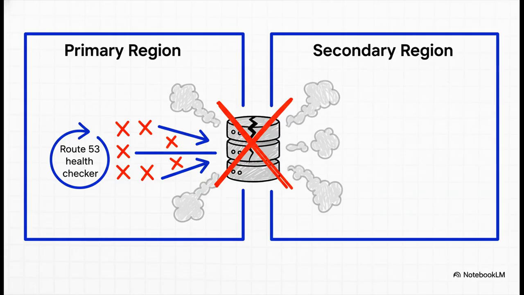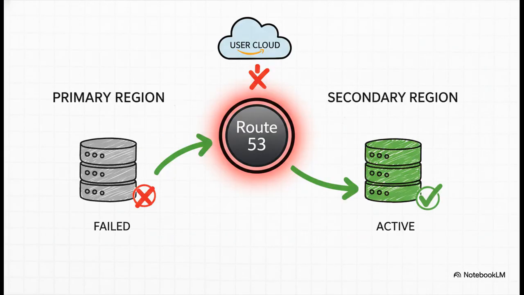Disaster. The application in our primary region just goes down. The Route 53 health checker sends out its pings, but all it gets back is silence. And once it hits that failure threshold we configured, it makes the call. The primary endpoint is officially unhealthy. This right here is the magic moment. That unhealthy status is the trigger.